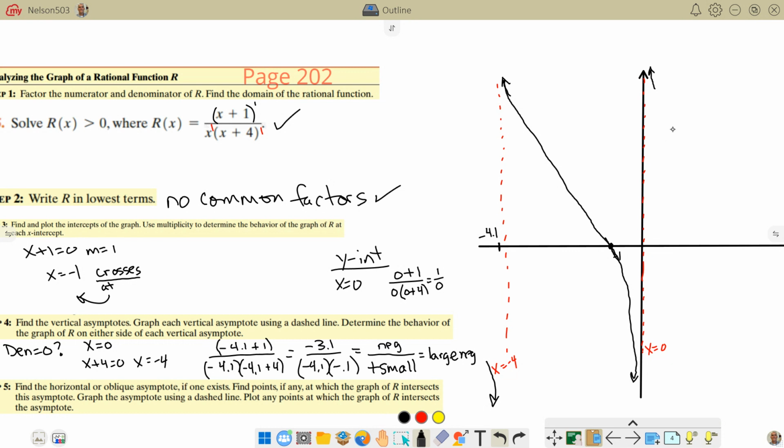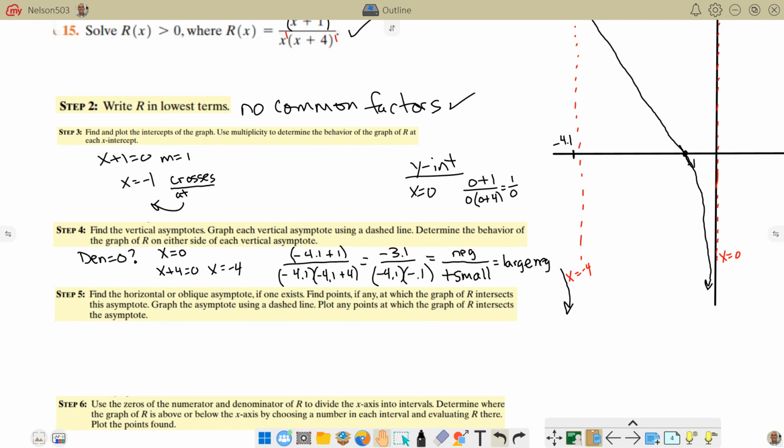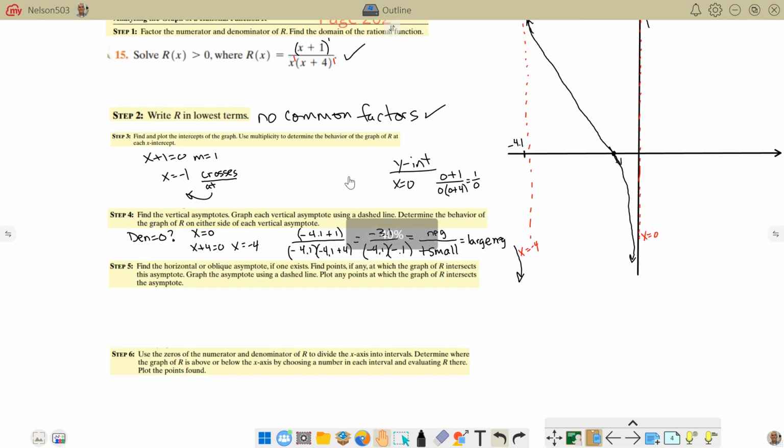And now I've got to figure out my end behavior. Notice I don't have any arrows going out here to the right. I don't have any arrows going to the left because I haven't figured out the end behavior yet. That's coming up next, all right? So it says find the horizontal or oblique asymptote. Now, let's see if I can get this on the screen here in the same space, okay?